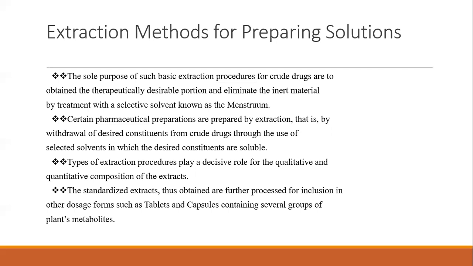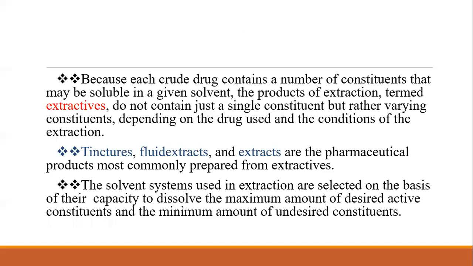The standardized extracts thus obtained are further processed for inclusion in other dosage forms, such as tablets and capsules, containing several groups of plant metabolites. The compounds taken out through extraction are standardized. After standardization, they are incorporated or used in the manufacturing of tablets and capsules, which have other plant metabolites as well. Not only plant, but they can be synthetic as well.